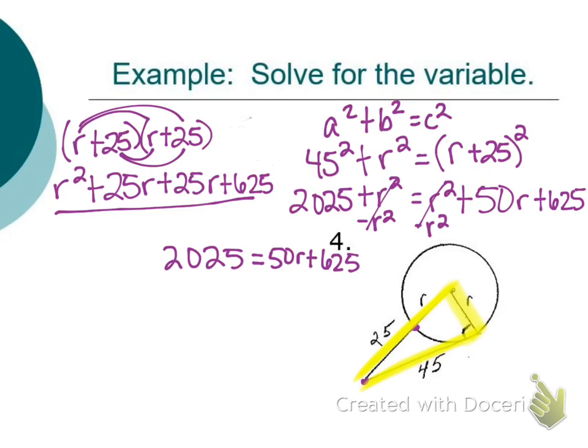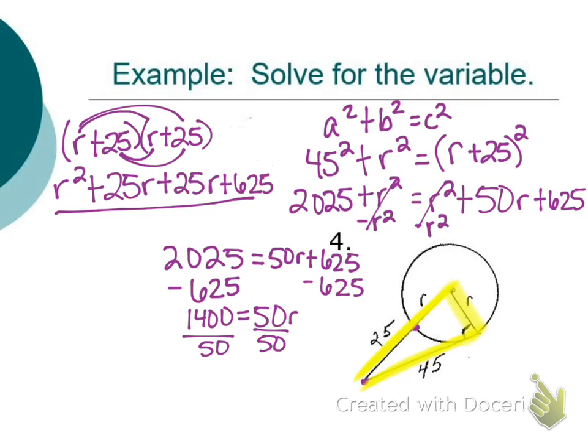We won't have to use square roots. What do I do to get R alone? Subtract the 625. So we have 1400 equals 50R, my last step. Divide by 50. R equals 28. So my radius is 28.